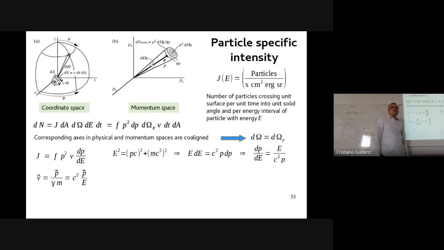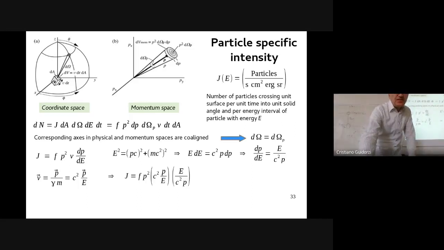Sometimes it's very useful to be able to express the velocity of a particle just as a function of its momentum and energy, getting rid of the mass. Because when you change, for example, from a massive particle to a massless particle like a photon, this still holds. But if you have mass, then it doesn't. So this is useful in general.